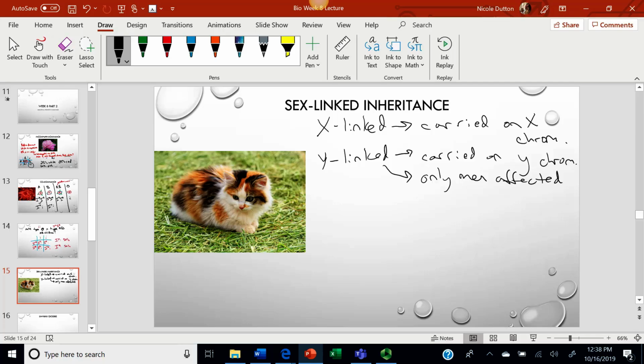Because again, the biological definition of a man is the presence of the Y chromosome. So if they have a Y chromosome, they're going to grow a penis, they're going to be able to produce sperm to serve in that role in producing offspring. So only men are affected if it's Y-linked. Now with X-linked inheritance, these traits are much more common in men.